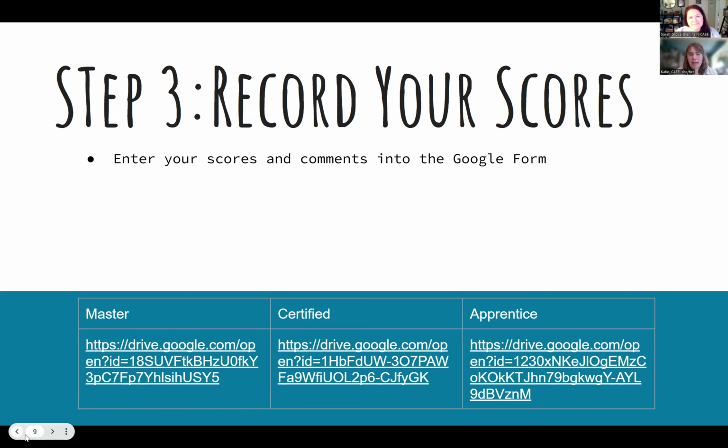As I said, step 3 is to record your score and enter your comments into the Google form. Having them in a written form before our call helps us compile them so you can see what everyone else's comments were and read them. And it helps, especially when there's a gap between the time that you reviewed the portfolio and the time that you are talking about it and discussing it, to make sure you remember what your thoughts were.